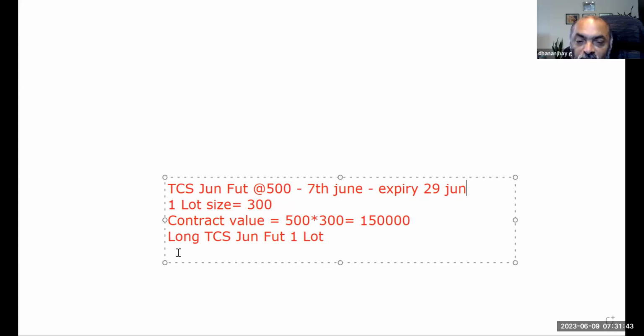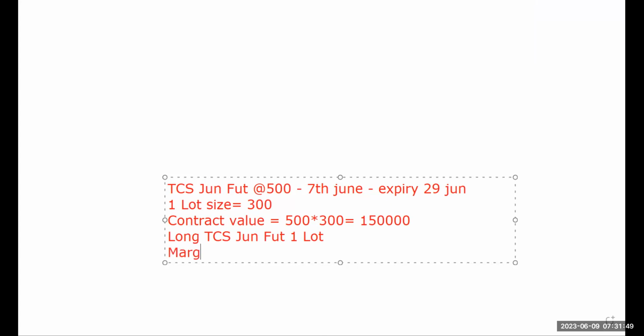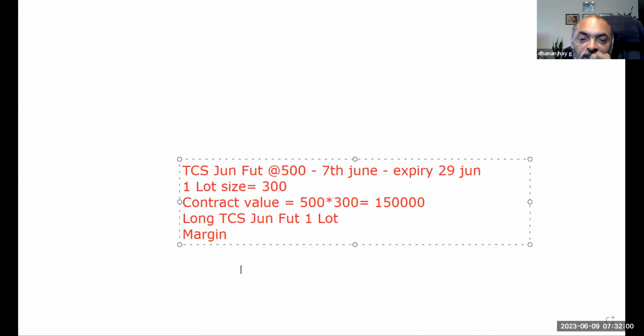Why do I have to pay margin? Because while entering into the contract, we have to pay the margin to avoid the counterparty risk. Now, suppose I buy 300 shares of TCS in the cash market or spot market. How much do I have to pay?